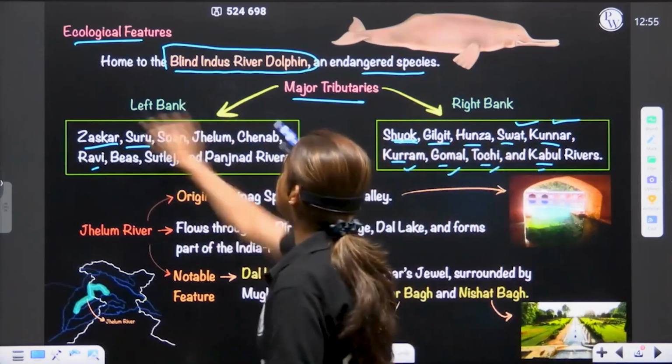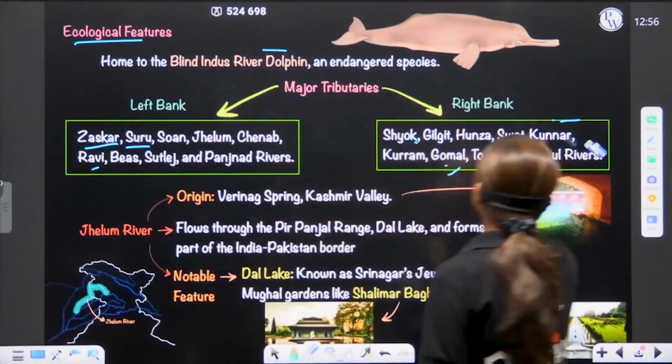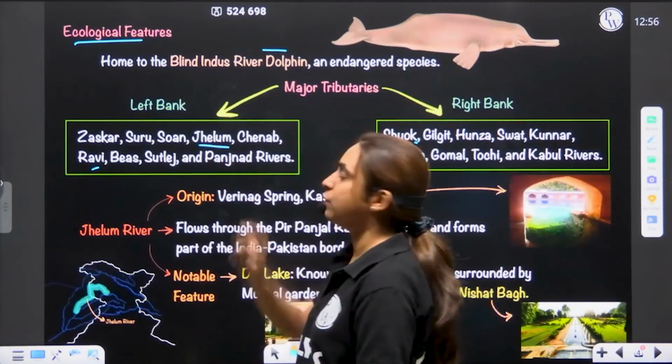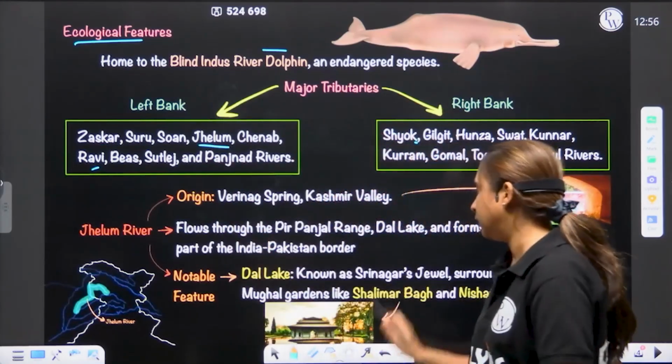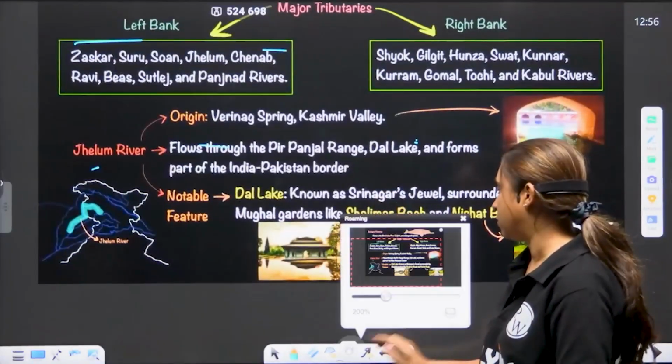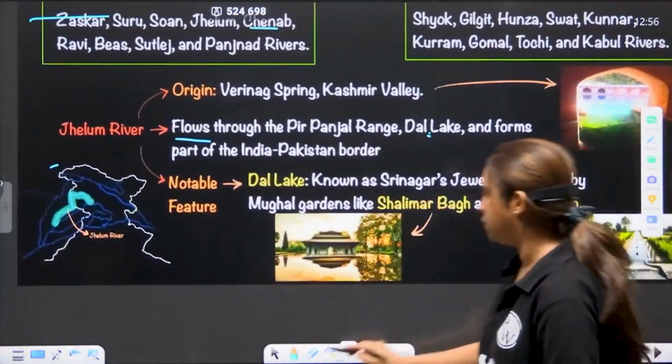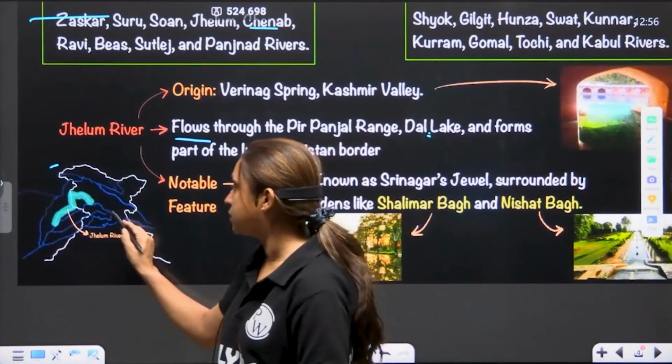Now let me focus on the other river, one of the tributaries of the Indus, that is Jhelum. So let me focus my attention on the Jhelum River. As you can see, this is the Jhelum River.